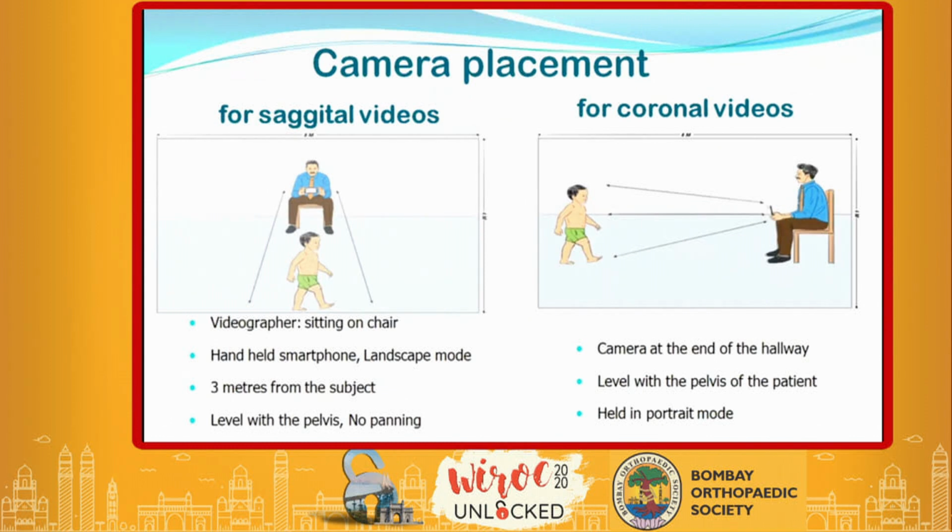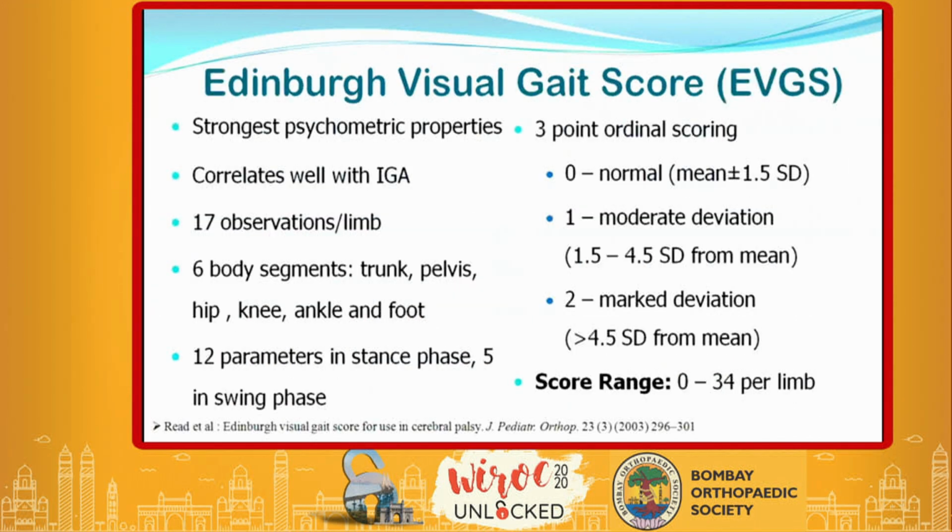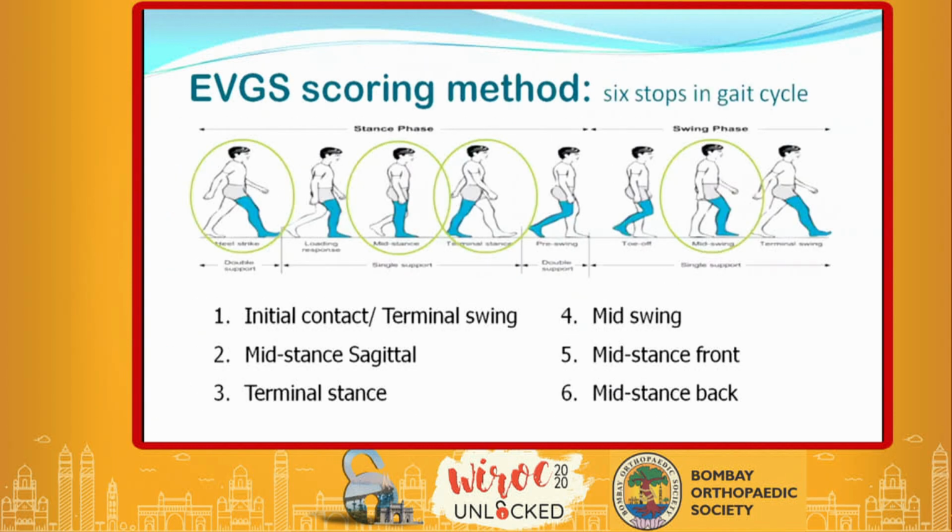All videos were recorded using the rear camera of Apple iPhone 6s at 120 fps in the 1080 HD format. EVGS is reliable, valid, and had the strongest psychometric properties. There are 17 observations per limb, including 6 body segments. Higher the score, more abnormal is the gait. 6 stops are needed in 4 phases in the gait cycle to compute all the parameters of EVGS.